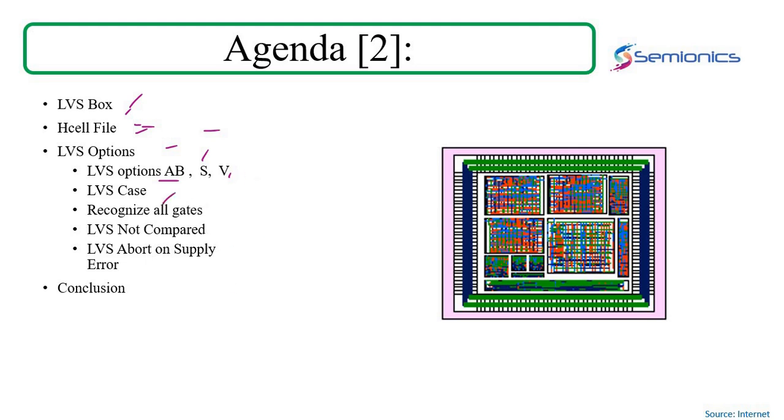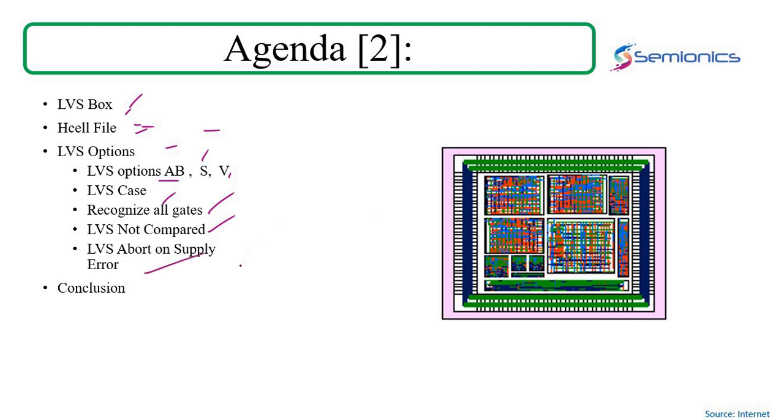What is LVS case? Case is something like small abcd and capital ABCD. So if you've got pins as capital B of 0, and you've written small b of 0, the tool will throw you an error. How to deal with that? And recognizing all gates, all of that, and when do you get this error, LVS not compared? Sometimes the tool just crashes blindly, so you don't know where to look for what is happening over there. So that's one option we'll see.